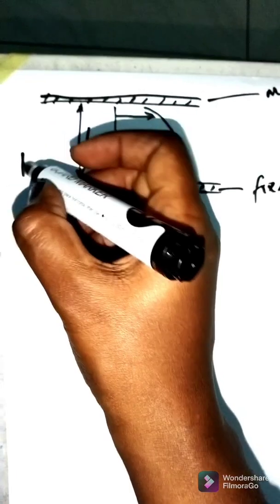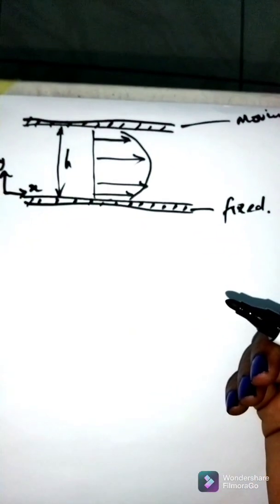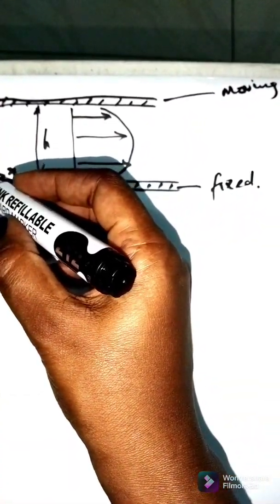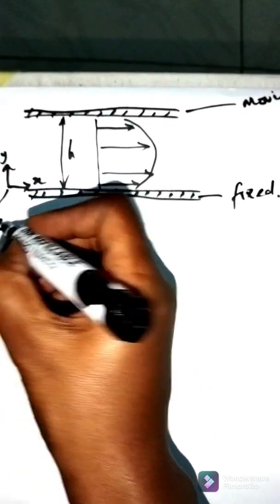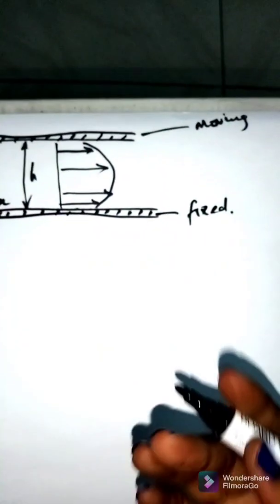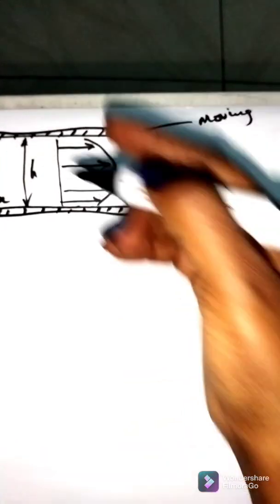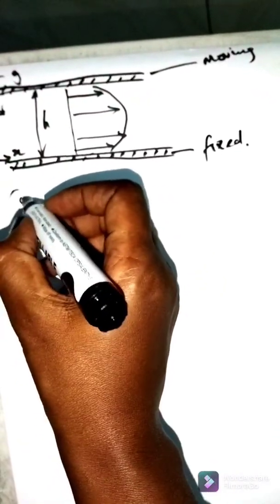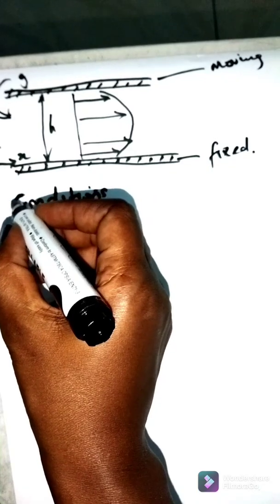And then we have the directions, the y-axis and then the x-axis. Please let's note that the z-axis is coming perpendicular to our direction. And then we have a force of gravity acting on this. So the conditions of this flow are as follows.